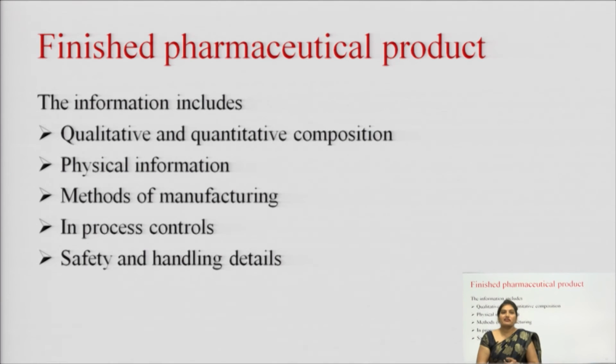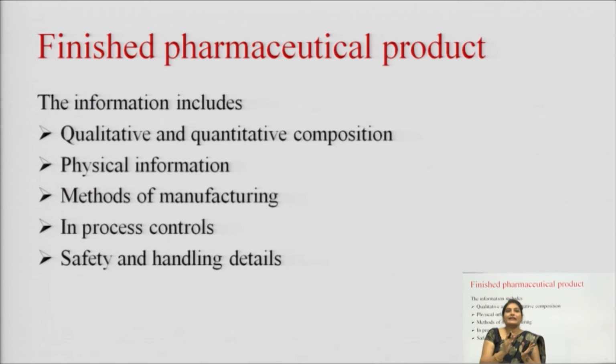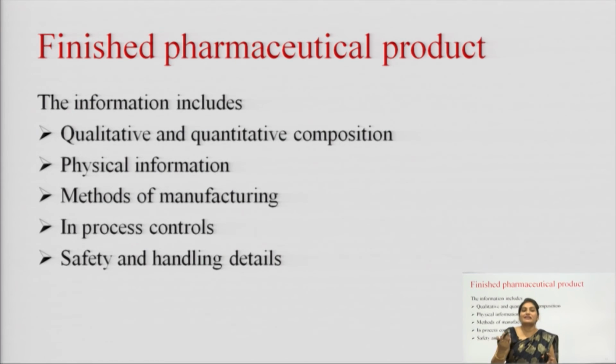Next, coming on the finished pharmaceutical product. In case of finished pharmaceutical product, the information will include the qualitative and quantitative composition, meaning what are the various ingredients used in the pharmaceutical product, and what is the quality of the ingredients used. So, information related to the quality as well as quantity should be transferred by the sending unit to the receiving unit. Next is physical information. What are the various physical information related to the finished product, that should be transferred to the receiving unit. Methods of manufacturing, which type of method we are using for the manufacturing of product. Suppose in case of tablet there are 3 different methods that we can use, but which method we are using, that should be communicated to the receiving unit by the sending unit.